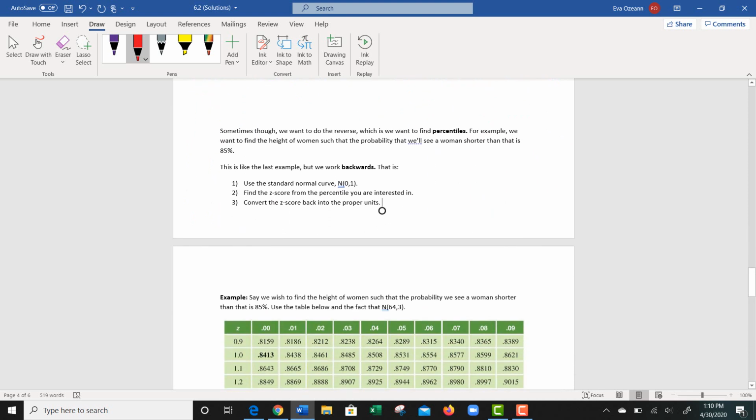So sometimes we want to look at finding percentiles. Just a quick little overview of what percentiles are. Percentiles means that you are greater than that percentage of people. So for example, if I said that I am in the 60th percentile for women's height, that would tell you that I am taller than 60% of women.